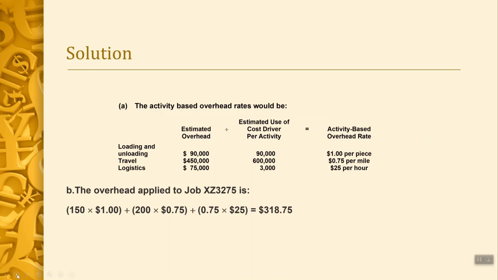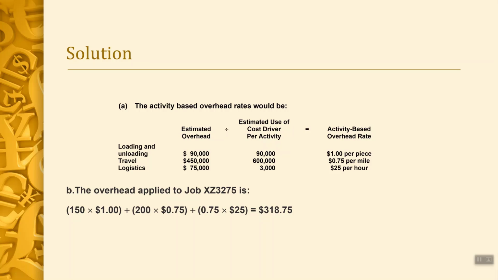The activity-based overhead rates would be, for loading, we divide our estimated overhead by the estimated use of cost driver to get our activity-based overhead rate. Our estimated overhead for loading and unloading is 90,000 divided by 90, which gives us $1 per piece. For travel, we have 450 for estimated overhead and 600 for cost driver per activity. That gives us 0.75 per mile. And for logistics, we have 75,000 divided by 3,000, and that gives us $25 per hour for logistics.